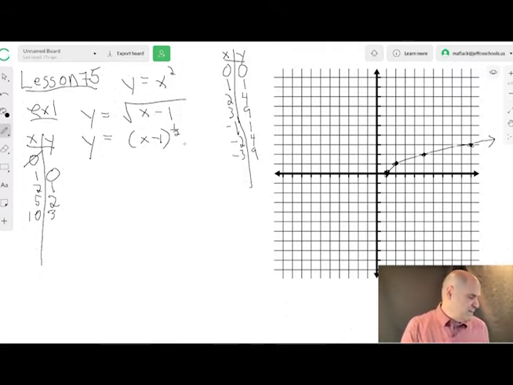It also says, graph the square root function and its inverse. Determine the domain and range of both functions.